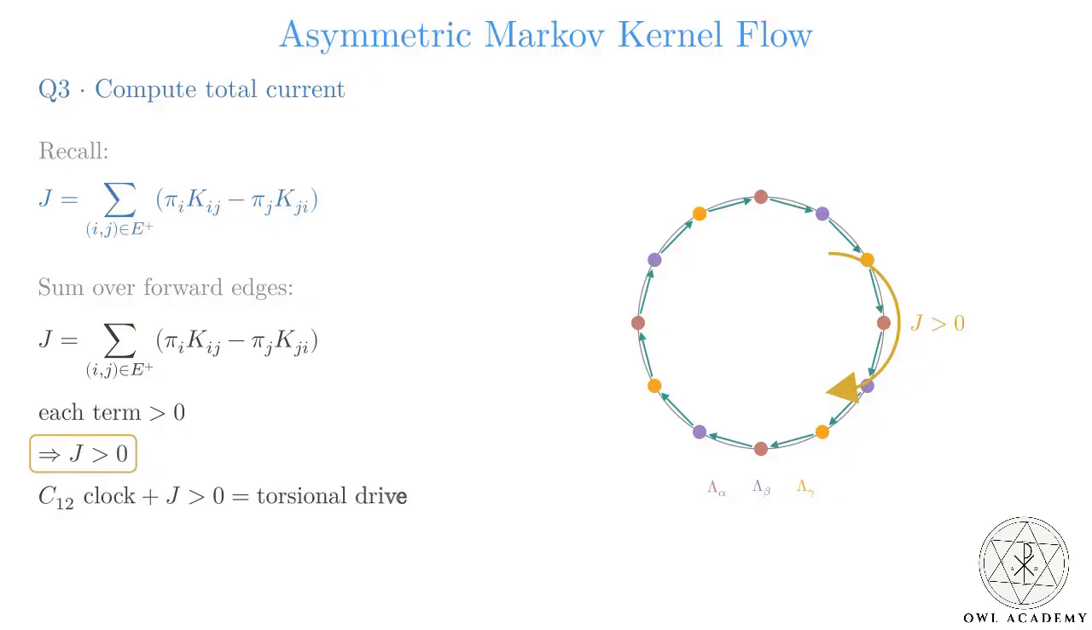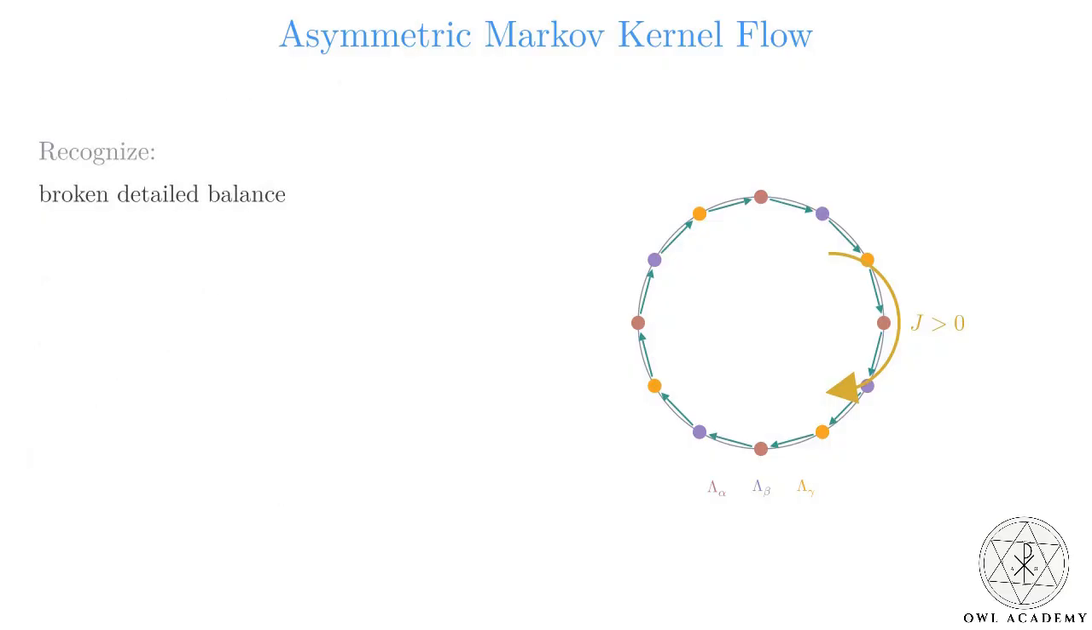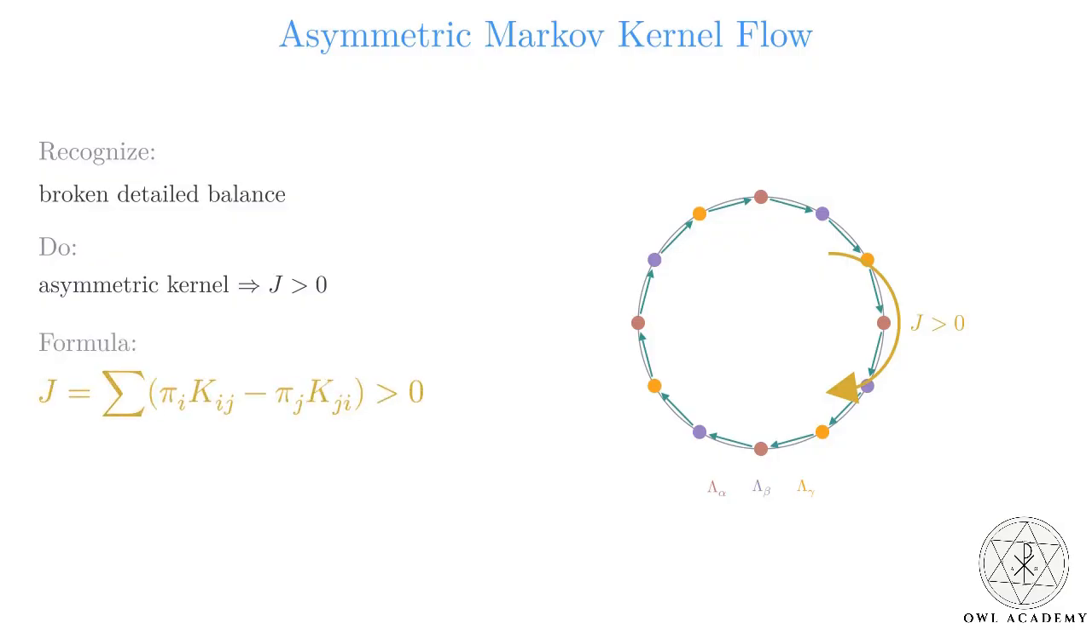The 12-channel group C12 gives the geometry. The positive current J supplies the arrow of time. Together, they form a torsional drive. Whenever you see a stochastic system with a preferred direction, look for broken detailed balance. The asymmetric kernel routes backflow into self-impeding loops, leaving a strictly positive net current. This single inequality is what turns the 12-channel ring from a passive phase wheel into an active torsional drive.